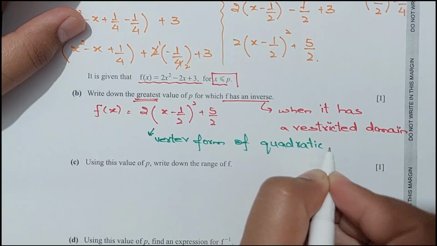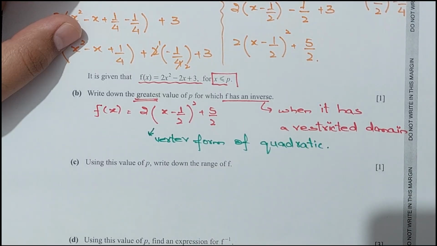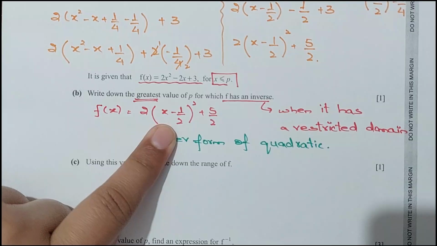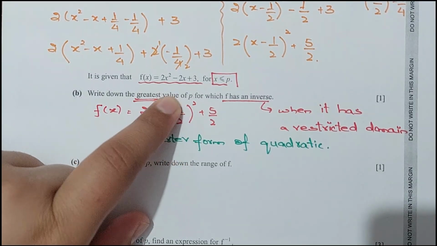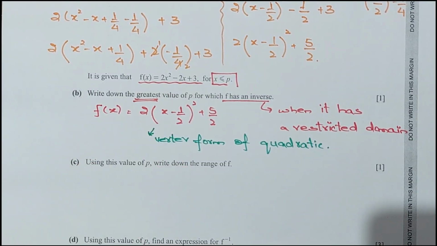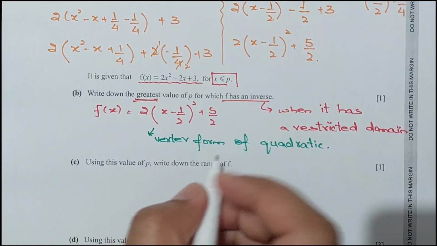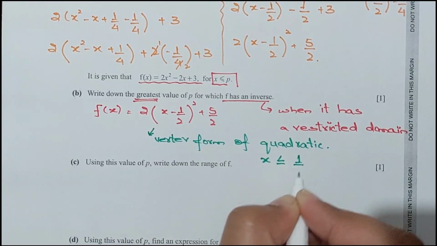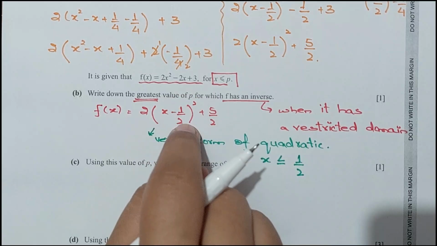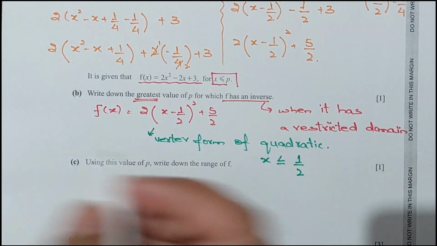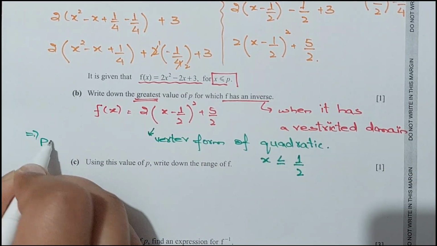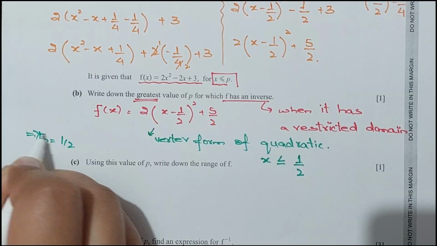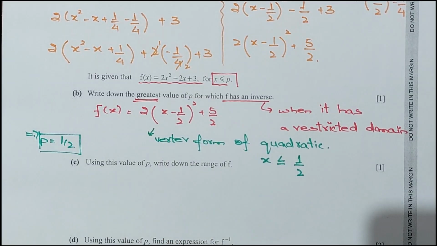Keep it in mind, when we have a vertex form of a quadratic equation, its domain is less than or equal to the x coordinate of the vertex. So its domain is x less than or equal to the x coordinate of the vertex, which is 1/2. So the greatest value of p is 1/2, so that it has an inverse. I hope this makes sense.